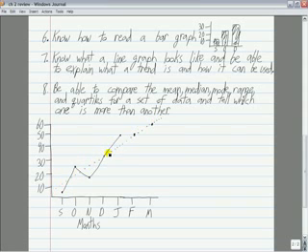Extrapolation is another term that is used. Extrapolation means to use the trend to determine and make those predictions.